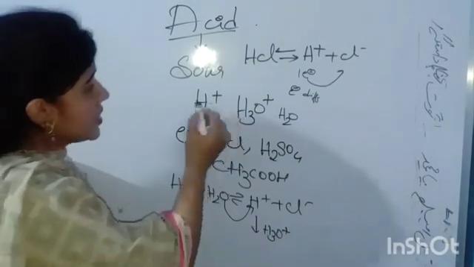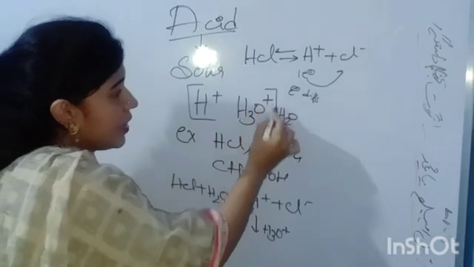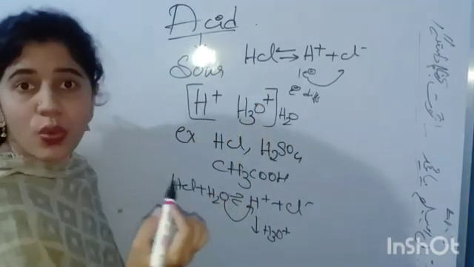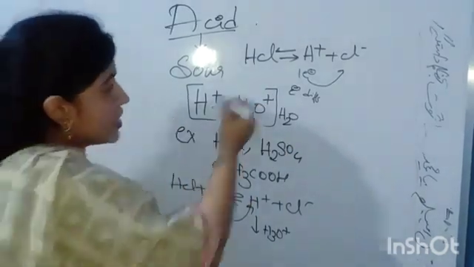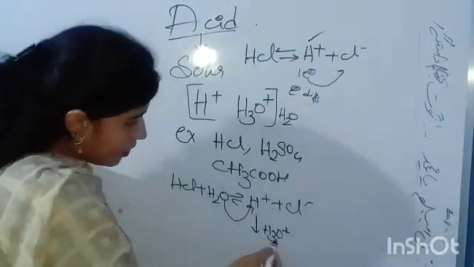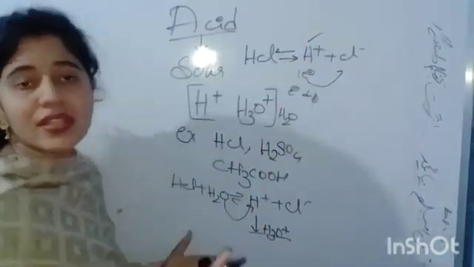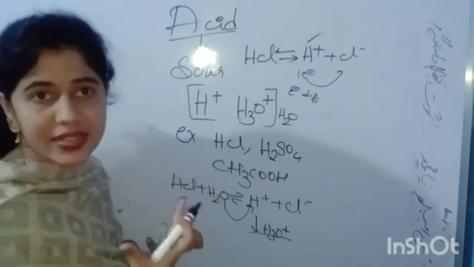As I have already said, the substance which gives H+ ion and H3O+ ion is said to be an acid. Hence, it is giving H+ ion and forming H3O+ ion. Hence, this compound is said to be an acid.